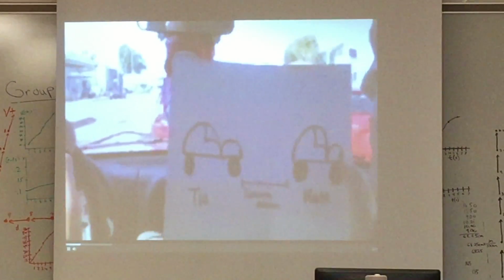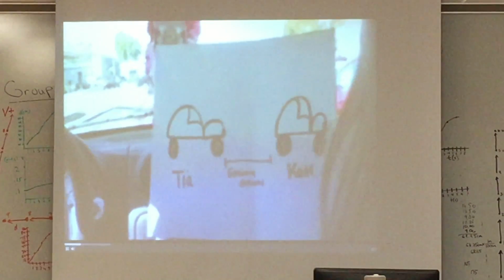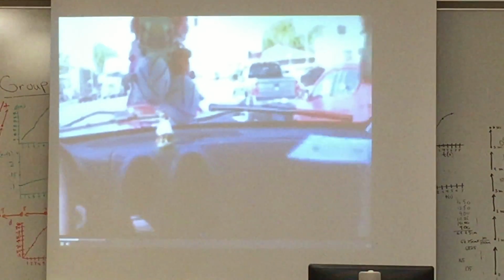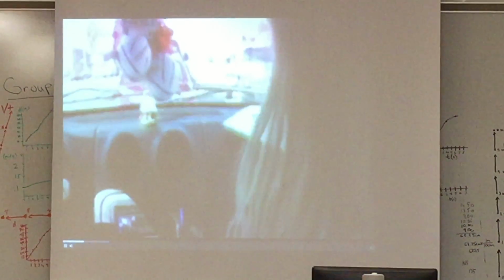Following distance is the distance between your car and the car in front of you. For example, Tia is car A, and I am car B, and the distance between us is our following distance. The following distance needs to be greater if you are traveling faster, because you are going to travel further before you react to the car stopping.